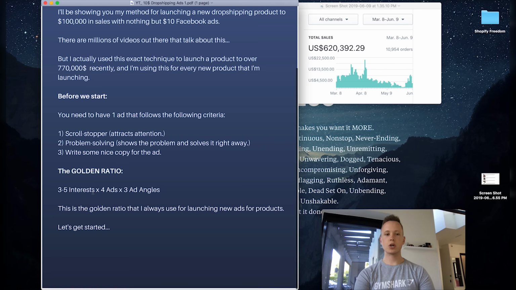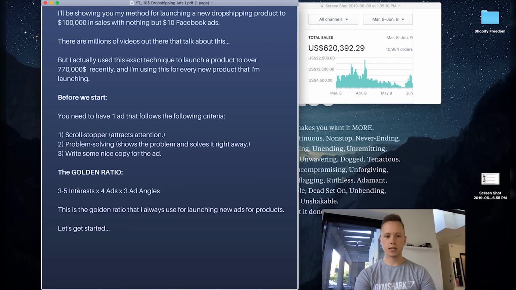So what the golden ratio is, you want to find 3 to 5 interests, and those are cold interests, which means that you're targeting people, for example, that are interested in iPhones on Facebook, right? So that's people that our business has never interacted with before. They have no idea what our product is. They've never heard of our brand name, and we're going to create 4 different ad angles for our product with 3 different ads in each one of them. And I'll explain exactly how this works, but this is like the golden ratio.